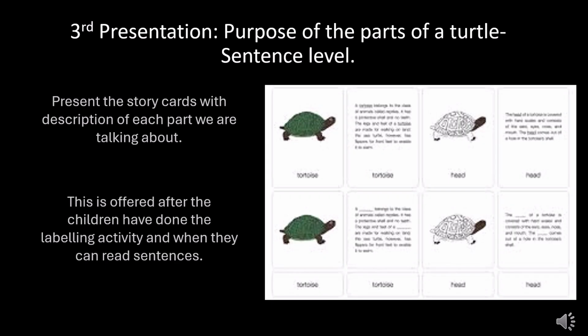Like this is a sentence level activity. Present the story cards with a description of each part we are talking about. This is offered after the children have done the labeling activity and when they can read sentences. So you can see here the picture of a tortoise, and then you have the story card with a label. So you have each part marked out in red. It is seen that only the animal is colored in the animal's original color. All the other parts that we talk about are marked in red. That is what Montessori used in all the materials.